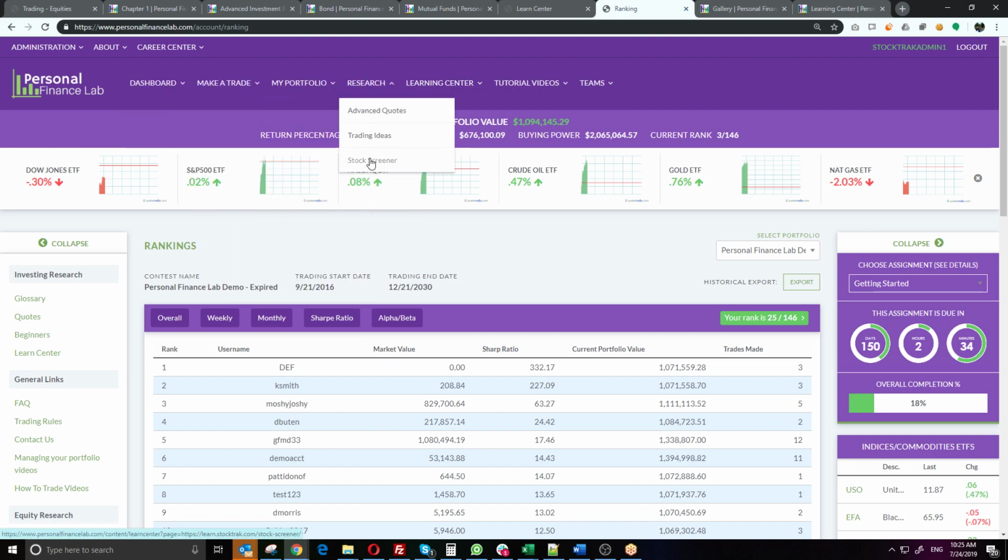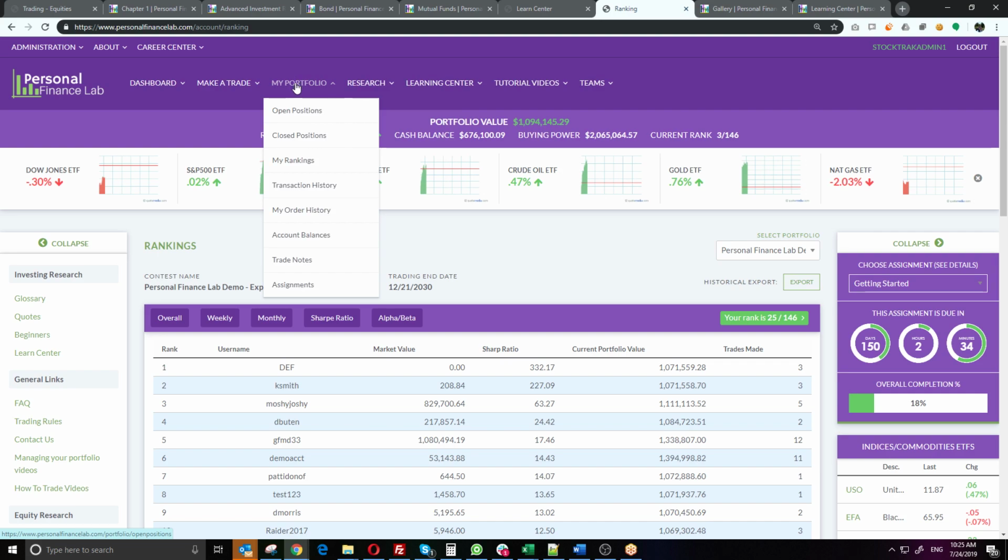There's also stock screeners available, there's trading ideas available. Students can see their closed positions, their account balances, transaction history, order history, dividends they've received, stock splits that have applied to their account, all kinds of other stuff.